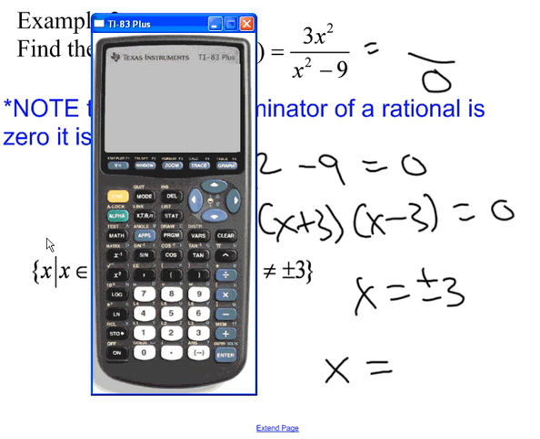If you want to see a visual of this, we can certainly put this in our graphing calculator. 3x squared over x squared minus 9. And you're going to notice that you have asymptotes at -3 and 3. The reason you have those asymptotes is because the function is undefined at 3 and -3. It's not a continuous function.